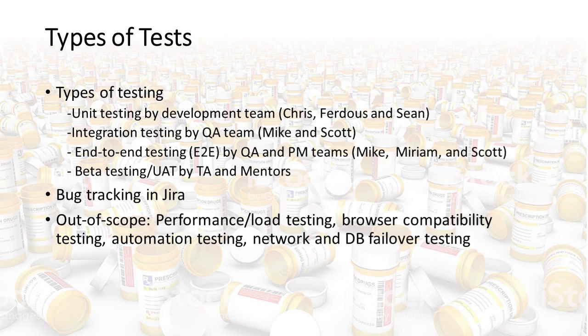What type of testing will we be doing? We'll be doing unit testing, integration testing, end-to-end testing, which will be mainly functional testing, and beta testing, where we will ask our TA and mentor to use the system for the first time and provide feedback. All issues found during development will be logged and managed in JIRA, and we will not perform the following testing: performance testing, browser compatibility testing, automation testing, network and database failover testing.